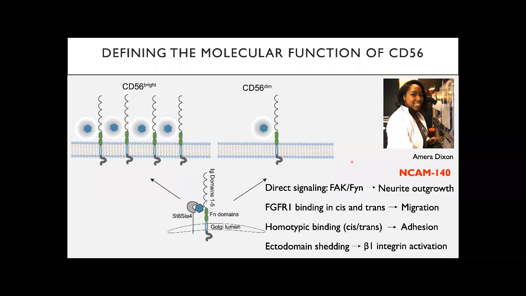Now, we don't know a lot about the function of CD56 or NCAM on NK cells, but we do know a little bit more about its function as a neural cell adhesion molecule. We know that it can undergo direct signaling through focal adhesion kinase and through the Src family kinase Fyn, and this leads to neurite outgrowth. It can also bind to FGFR1, both in cis and in trans, to help promote cell migration. And then it can undergo homotypic binding, both in cis and in trans, to mediate adhesion. And finally, although it's less well understood, it can undergo ectodomain shedding, which helps to activate beta-1 integrins.